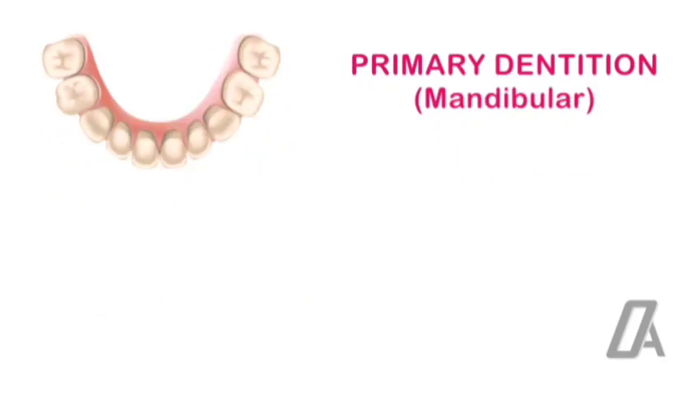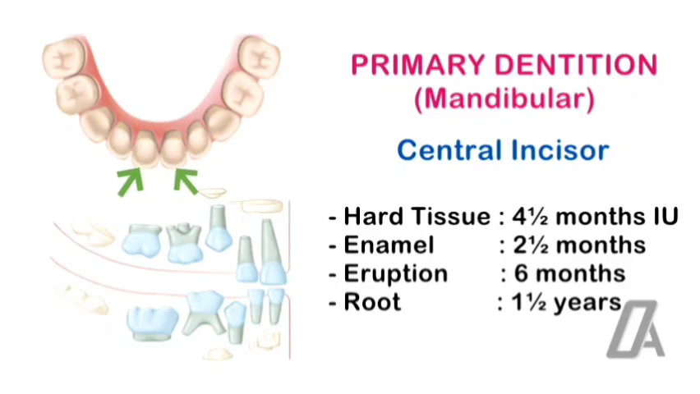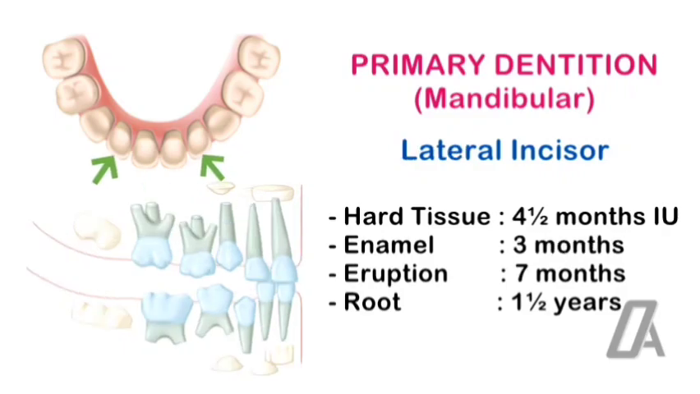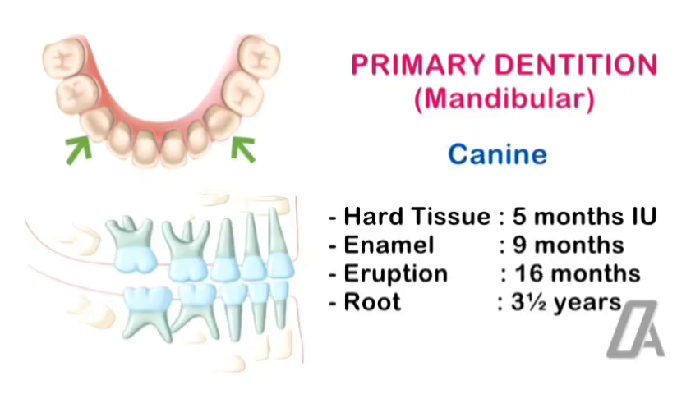Mandibular. The central incisor forms at 4.5 months in utero, enamel completes at 2.5 months, erupts at 6 months, and roots finish by 1.5 years. The lateral incisor begins at 4.5 months in utero, enamel completes at 3 months, erupts at 7 months, and roots complete by 1.5 years. The cuspid starts at 5 months in utero, enamel completes at 9 months, erupts at 16 months, and roots finish at 3.5 years.